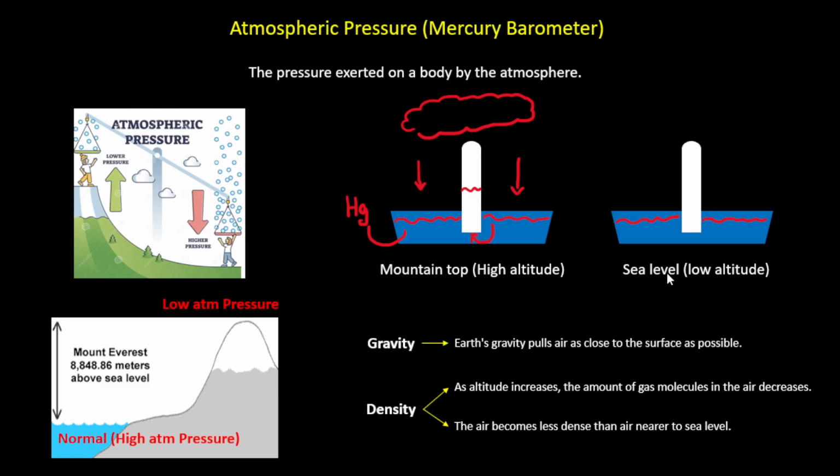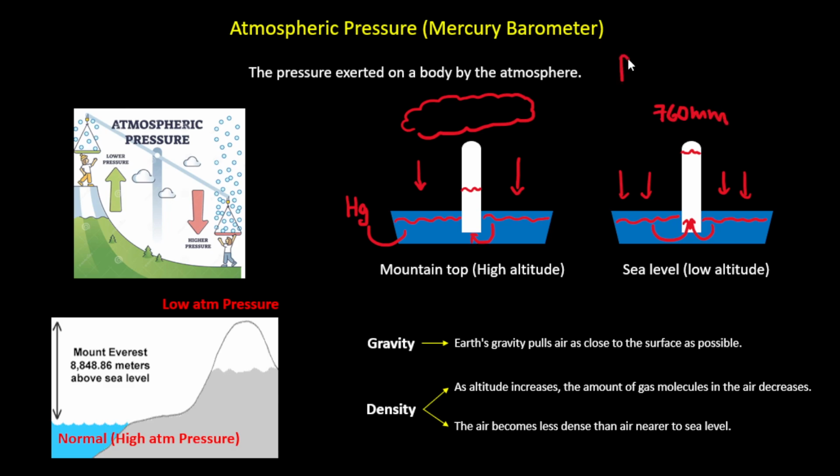But if it is at sea level, which is low altitude, the pressure is so much higher when it's near the sea level. And that's why when there is more pressure exerted by the atmosphere, the height of the mercury column is going to be much higher. So there is a reason. This value is 760 millimeters.